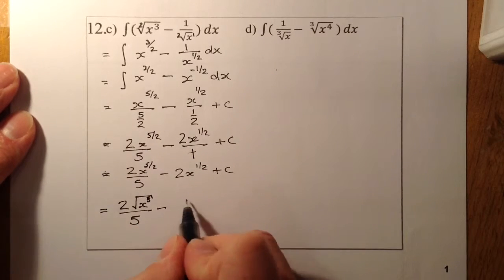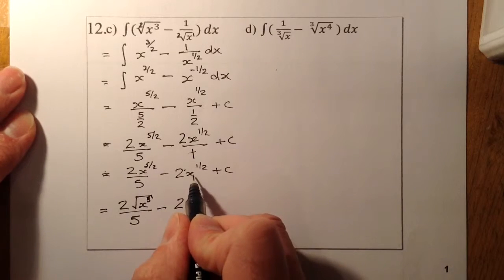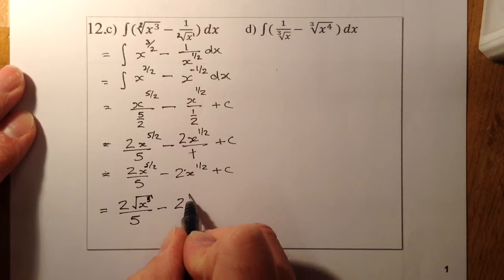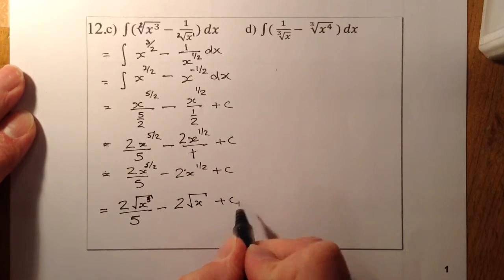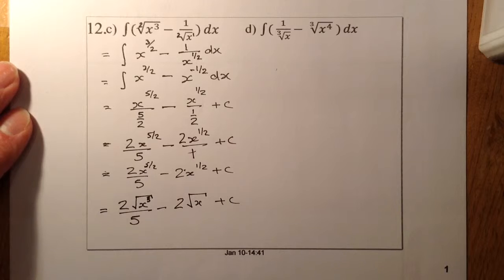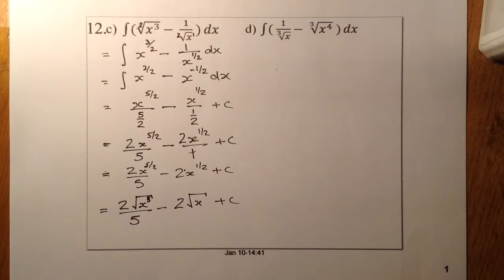I've got minus 2, and what I've got here is x to the power of a half, and x to the power of a half is just the square root of x, and that's plus c. So that should be my question complete. Let's see the marks for this one here.